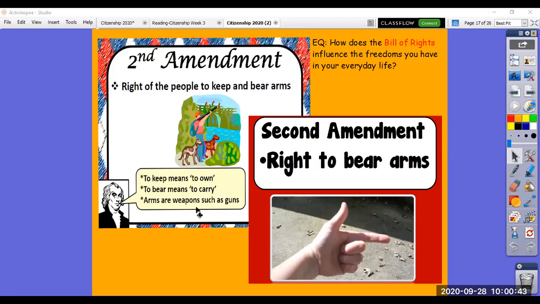The Second Amendment is the right to keep and bear arms. Let me say it just like it was stated on this slide: keep and bear arms. And they said that keep means to own, so you can own a weapon. And then bear means you can carry it.